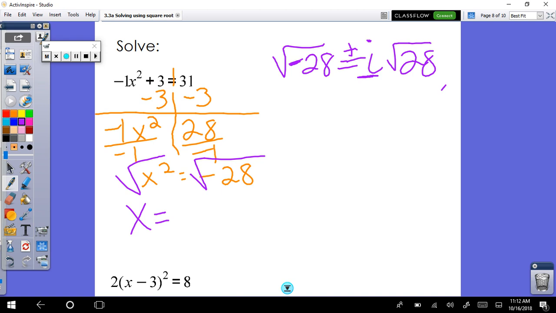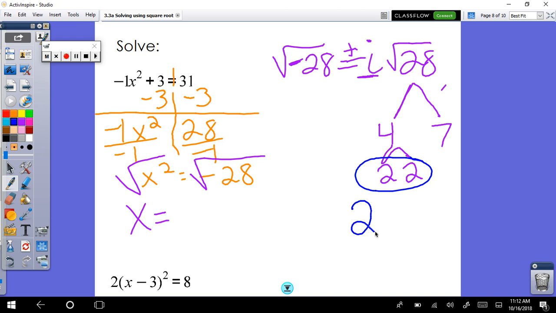Now the square root of 28, I'm going to need to simplify using my factor tree. So I'm looking for any perfect squares under 28. And 28 I know is 4 times 7, so 4 is a perfect square because it's 2 times 2. So the square root of 4 here is 2. I can take a 2 out front. That 2 is going to go in front of the i, and then the 7 is left back inside the square root. So it's going to be 2i square roots of 7.